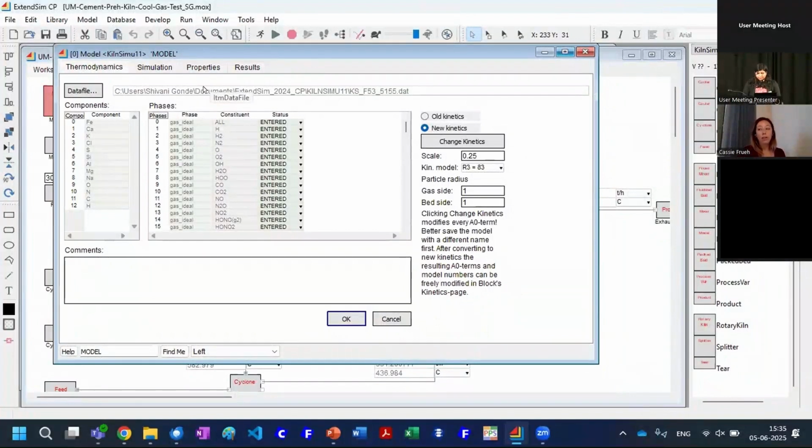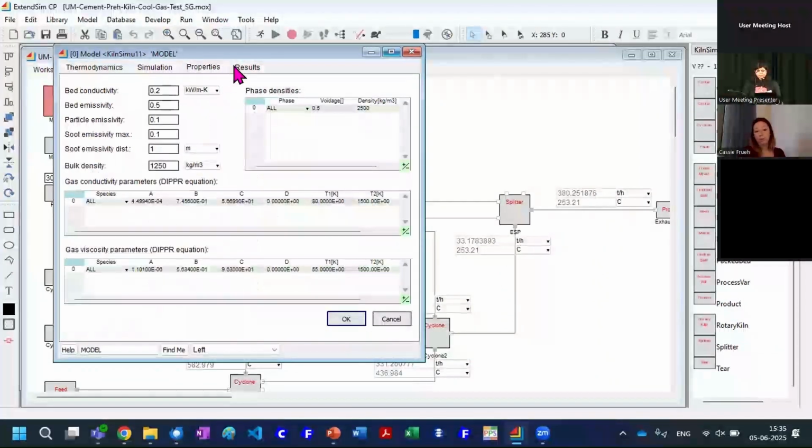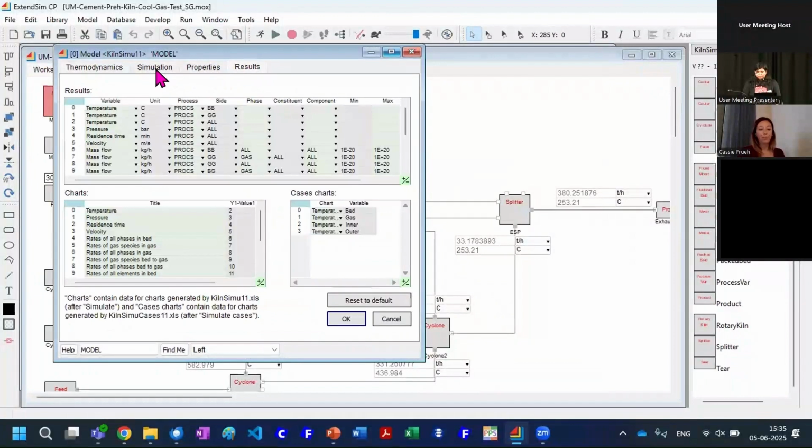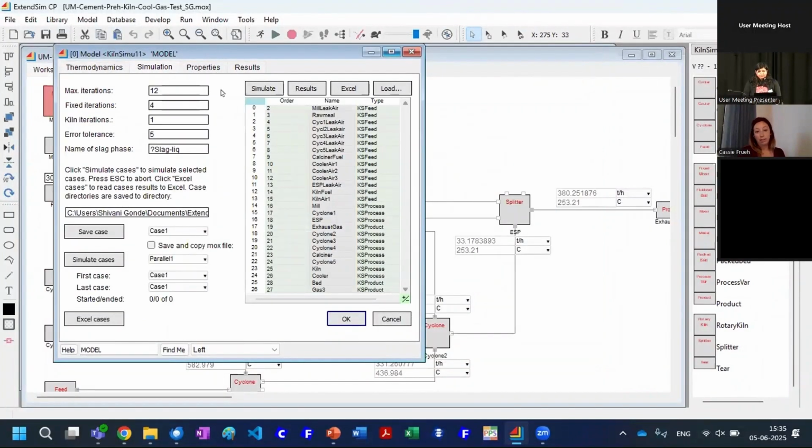parameters. All of the process model units follow the same setup where they have tabs at the top that you can click on. So the tab we're on right now is thermodynamics, but you also have simulation, properties, and then you can go over to the results also. So the thermodynamics tab is where you can put in your CST file or pick your kinetic model that you want to use. If you click on the simulation tab, you can simulate or output results.